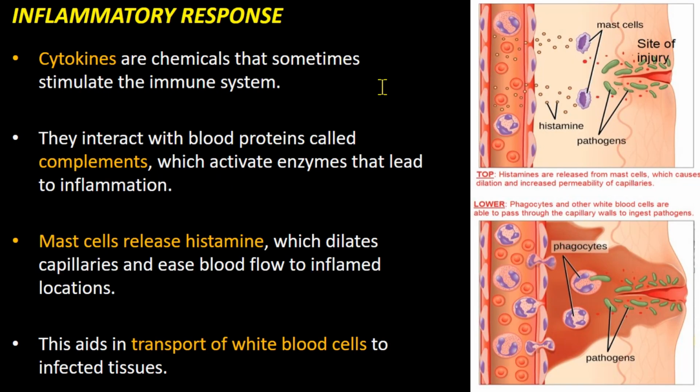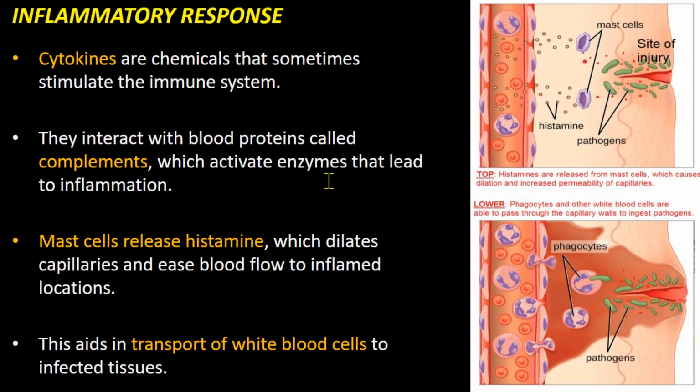So during all of this, you're going to have an inflammatory response. Imagine you get stung by a mosquito and you see the area swell up a little bit. This is due to cytokines, and cytokines are chemicals that sometimes stimulate the immune system. What these do is that they interact with blood proteins called complements. This would enable a cascade of reactions which are going to activate enzymes that would lead to inflammation.